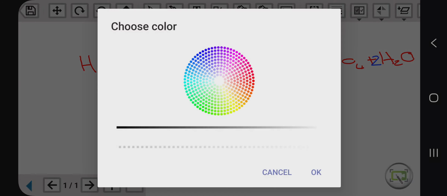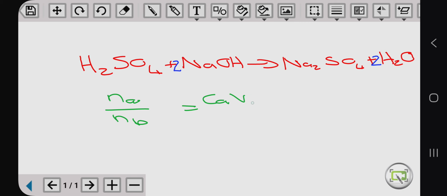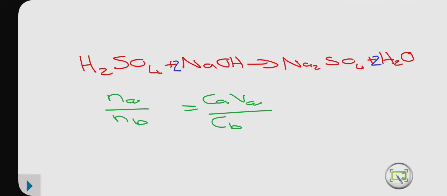Now, let's just start off by looking at what the titration formula looks like again. It is mole of the acid divided by mole of the base, and that is equal to concentration of the acid times volume of the acid divided by concentration of the base times volume of the base.